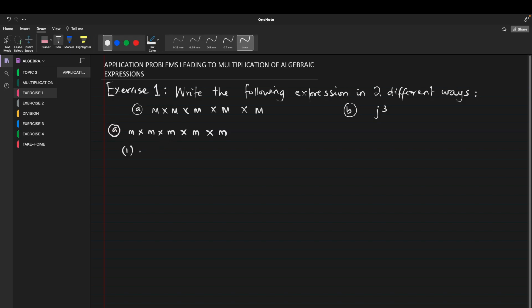So the first way would be m dot m dot m dot m dot m, since m appears 5 times here. So m dot m dot m dot m dot m is one of the ways to express that. The other way is to simply say m to the power of 5.